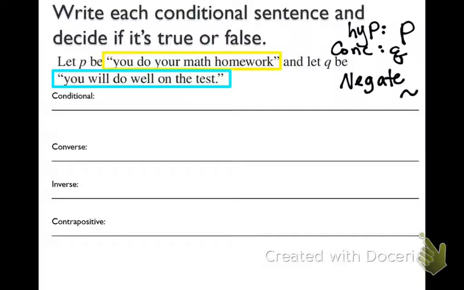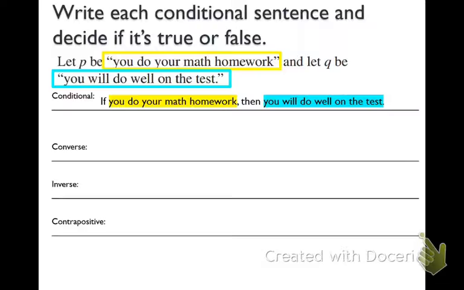Good. So with the conditional sentence, which is the first one, what will come first, the hypothesis or the conclusion? The hypothesis, and then the conclusion. So what will my sentence look like for my conditional? If you do your math homework, then you will do well on the test. Good. If you do your math homework, then you will do well on the test.